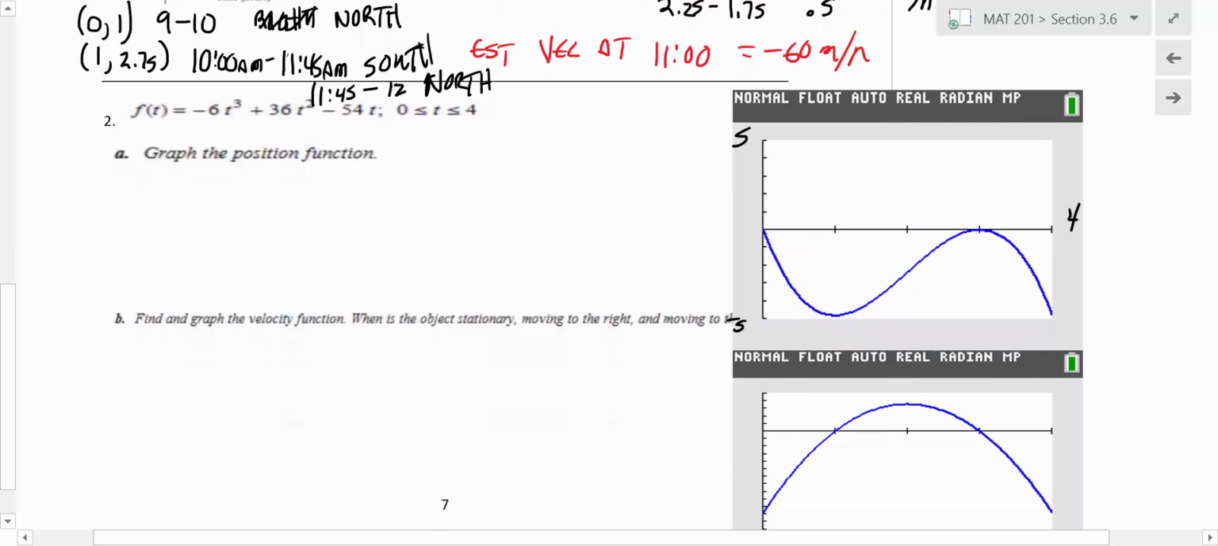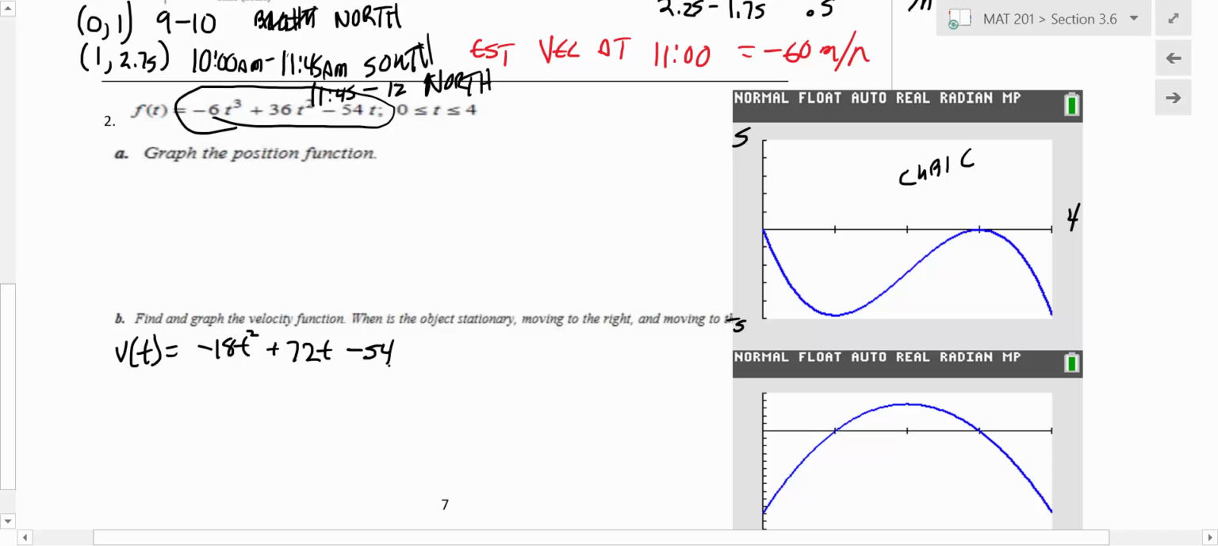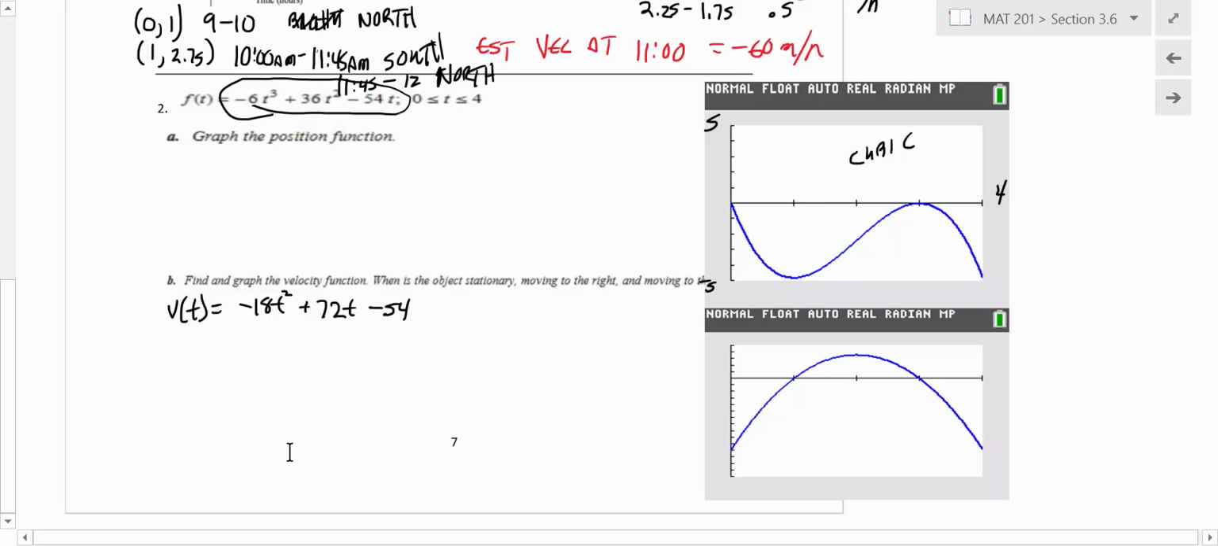Then we're going to graph the velocity function. When I find the velocity, what am I doing with this function? I'm taking its derivative, right? So we want to take the derivative of this function to get the velocity. This is a cubic function, so when you do the derivative, it goes down to quadratic. So this is going to be -18t squared plus 72t minus 54. That's what I put in my graphing calculator, and I got a quadratic.